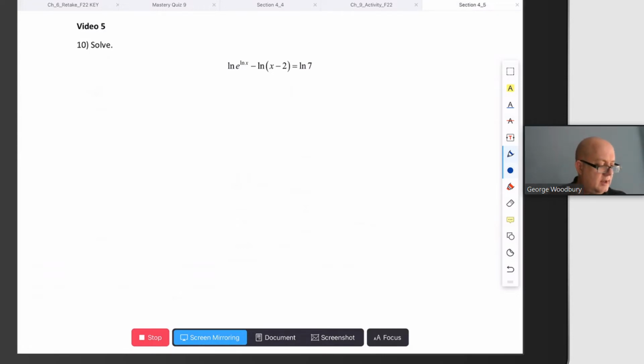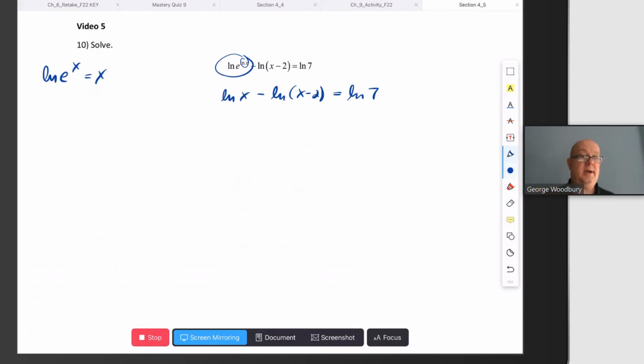And remember that the natural log of e to some power is just that power. So this first expression, I can replace that with just the exponent, natural log of x. So this is going to be a little simpler. The natural log of x minus the natural log of x minus 2 equals the natural log of 7.